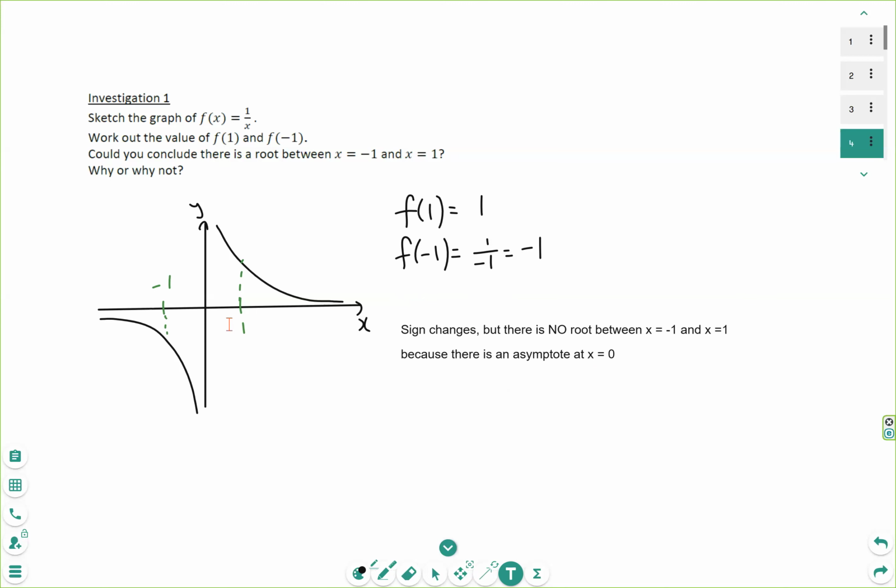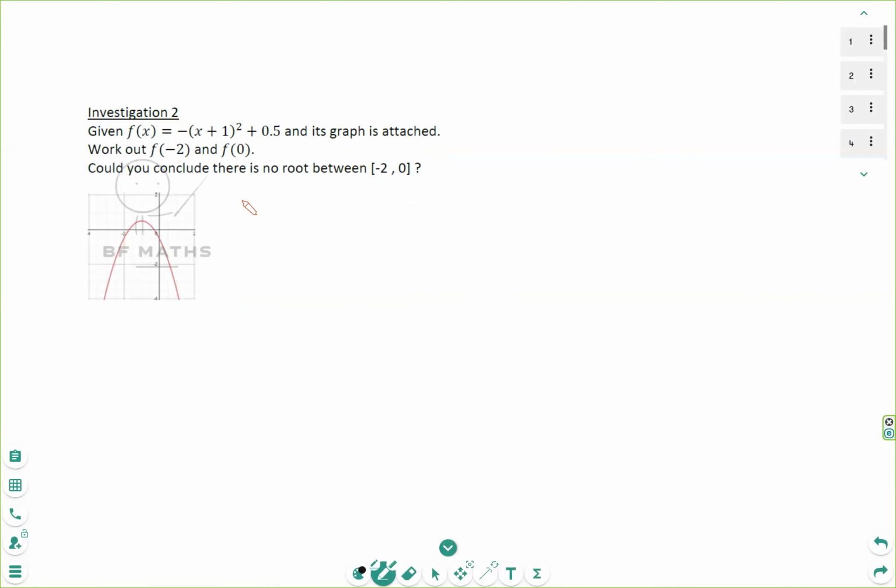So even though the sign changes, it doesn't mean there's always a root. What it means is, if there's an asymptote, that means there's no root. So it does not always work. Even if the sign changes, if there's an asymptote in between, you can see a sign change in here from negative to positive, but there's no root. All right. Next one.